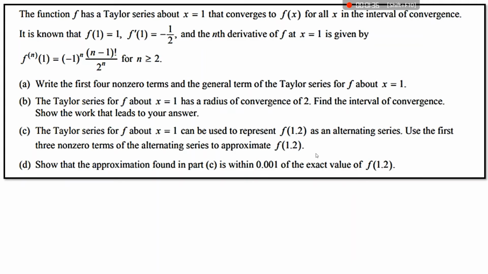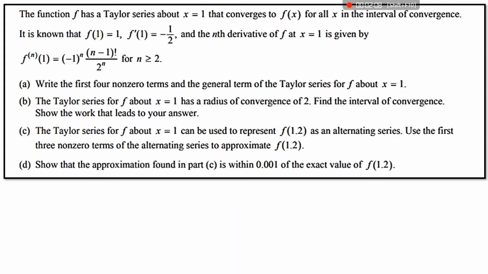Okay, so we've got our Taylor series at x equals 1 converges to f of x for all x in their interval of convergence. We know f of 1 is 1 and the first derivative is negative 1/2. The nth derivative is given by this formula. I wanted to write the first four non-zero terms. What would I have to do? So you plug in 1, 2, 3, 4 instead of n. Okay, so that's going to give us the derivatives, right? Okay, so we'll get those derivatives first.